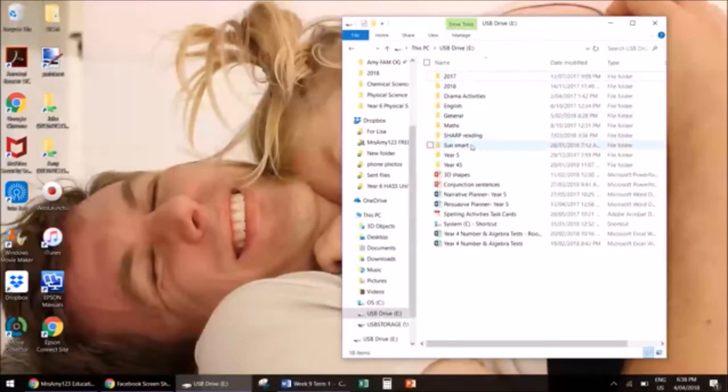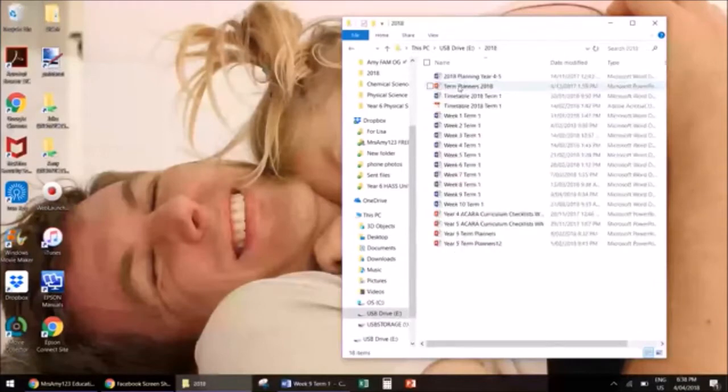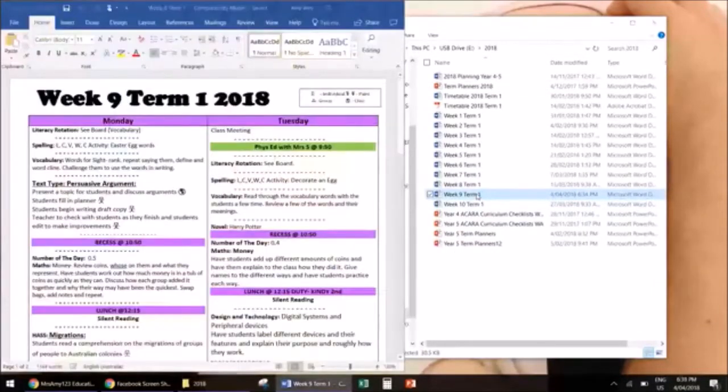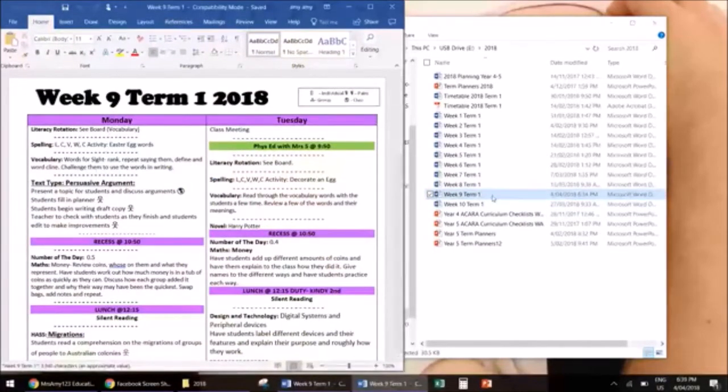Today you're joining me for a plan with me. I've got a plan for next week. I was meant to do it at school today, but I had forgotten my USB. Doesn't happen very often, but happened today. So I'm planning for week 11, would you believe? Oh my gosh, I hate week 11 terms, 11 week terms.